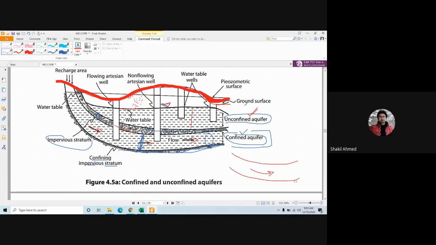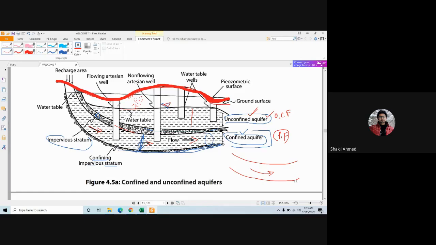Now the thing is, in the unconfined aquifer, this is kind of open channel flow, and the confined aquifer is kind of pipe flow, and this is kind of open channel flow. So in the confined aquifer, since this is like a pipe flow, the water is under pressure here.